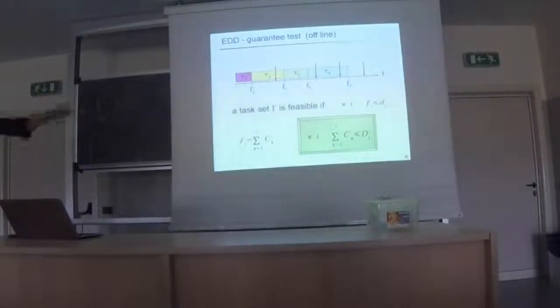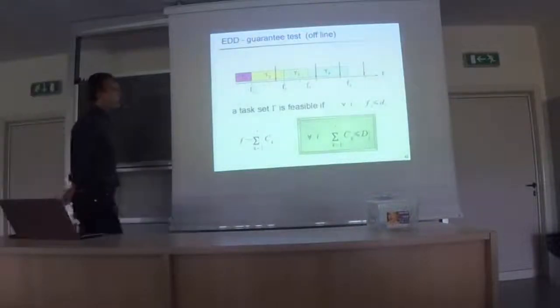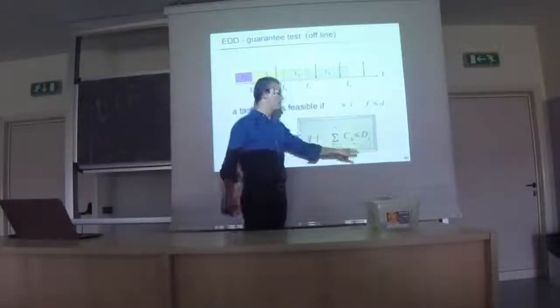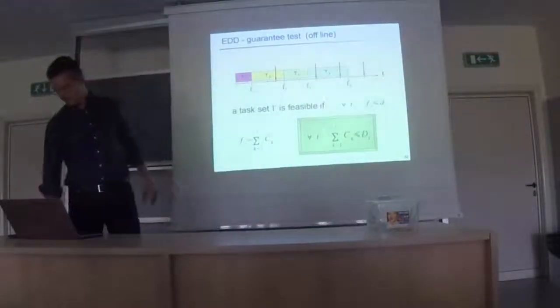How many tests do I need to execute here? If I have 10 tasks, how many inequalities do I need to check? Come on guys, are you sleeping? How many inequalities do I have if I have 10 tasks? 10. So if I have n tasks, I have n inequalities. So we say that the complexity of this schedulability test is O of n. It's a linear complexity test. Basically, this sum is done for every single task. Good.